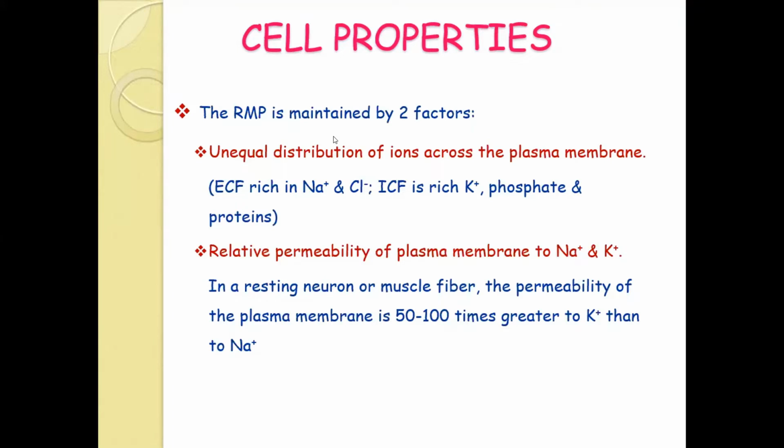The resting membrane potential, RMP, is maintained by two factors. The first one is unequal distribution of ions across the plasma membrane. The extracellular fluid is rich in sodium and chloride. The intracellular fluid is rich in potassium, phosphate, and proteins. The relative permeability of the plasma membrane to sodium and potassium is also important. In a resting neuron or muscle fiber, the permeability of the plasma membrane is 50 to 100 times greater to potassium than to sodium.